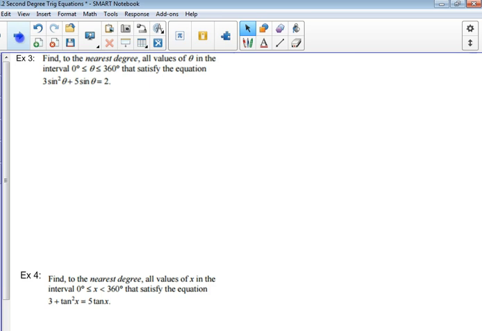Now notice this one. Find the nearest degree. So right away, make sure we're rounding the correct spot. Whole numbers. We have 0 to 360, and we want to include both. Let's look at our equation. We've got a lot of stuff going on. If you want to rewrite it, you can make all those signs into x's.